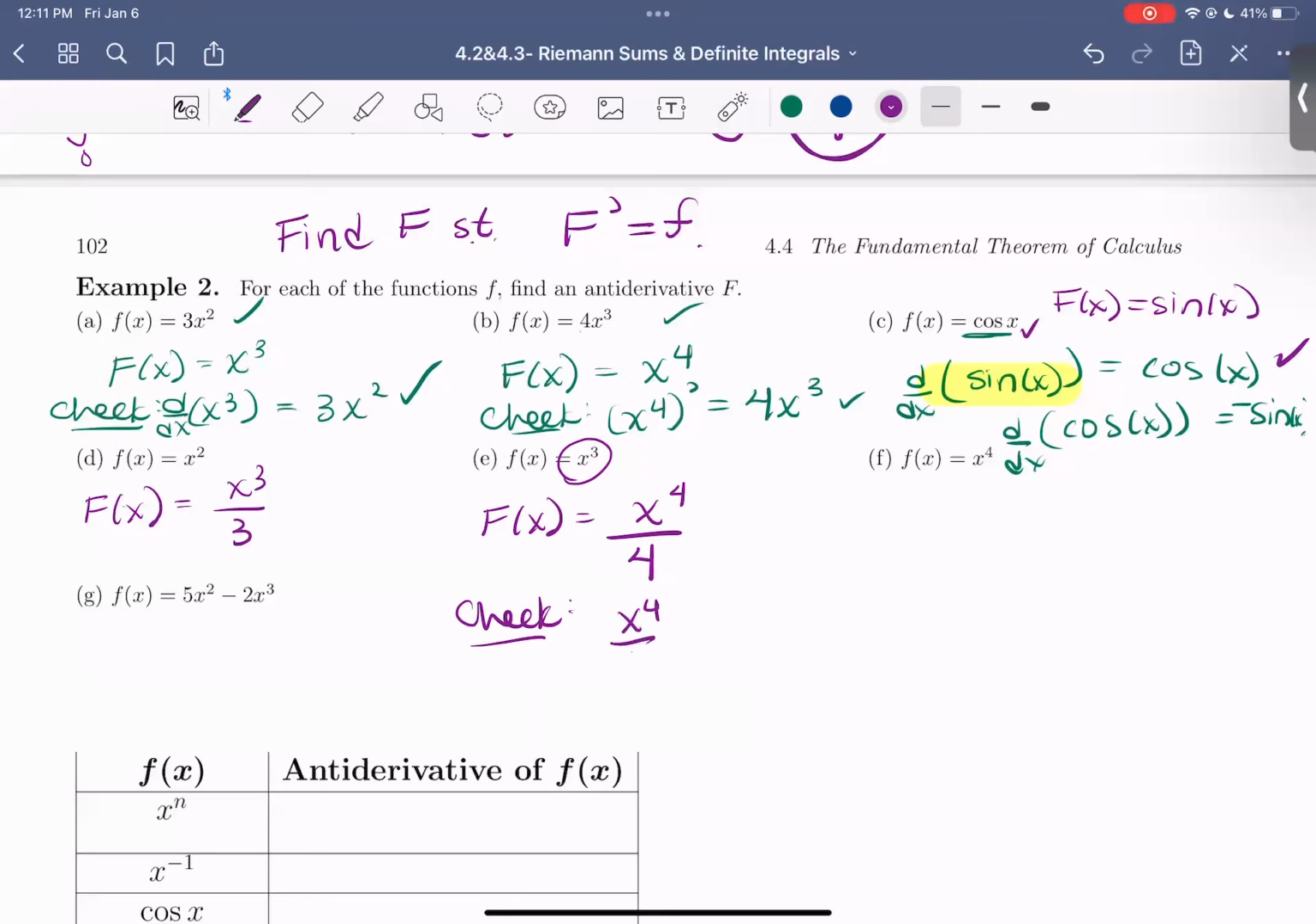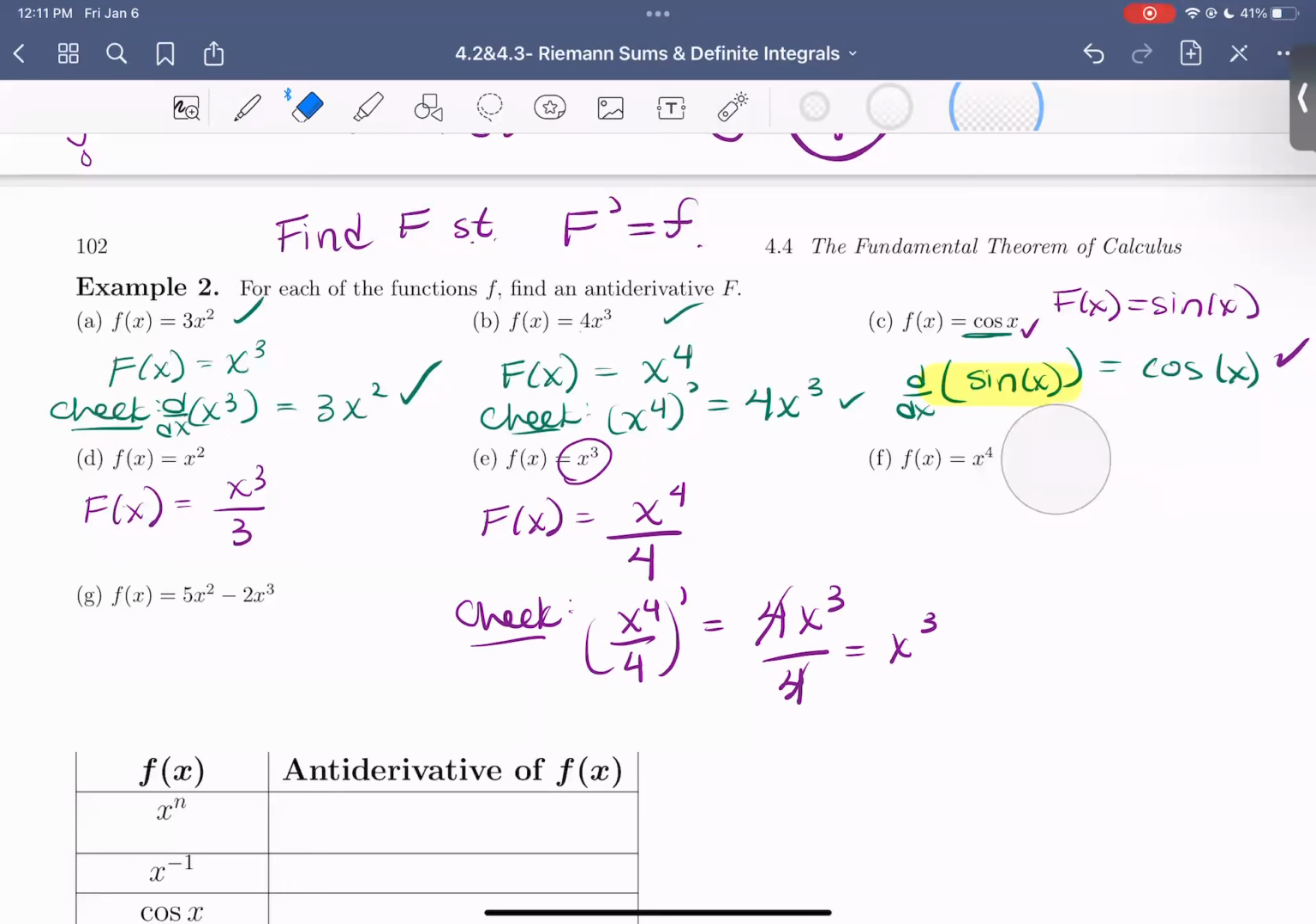So x to the 4th over 4. Take the derivative, so the 4 comes down, we get x cubed, and we divide by 4. The 4's cancel, and we're just left with x cubed. Awesome. All right, what about this next one? I'm going to clean up a little bit here so we have room.